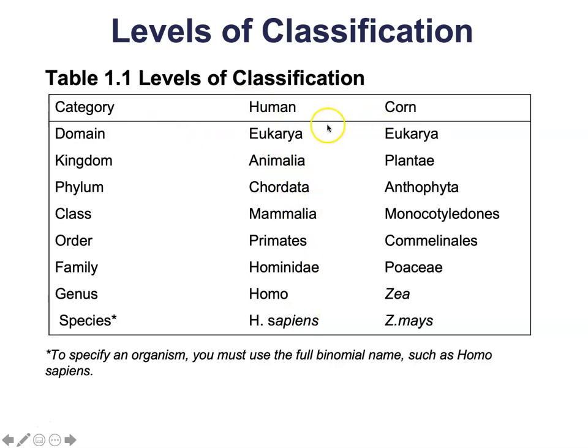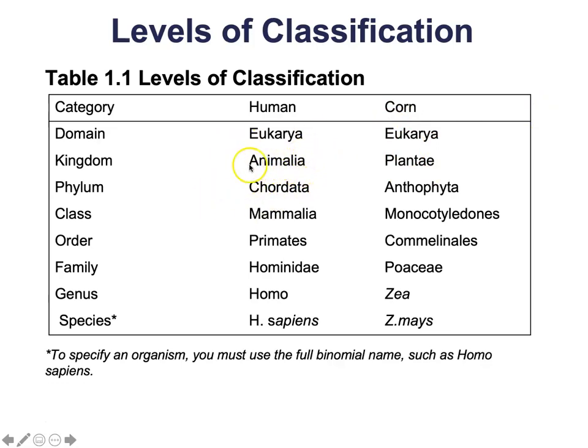Our domain is going to be the domain Eukarya. We are found in this domain because we have eukaryotic cells, meaning that our cells have membrane-bound organelles. The kingdom that we belong to is Animalia. Kingdom has to do with your digestive, your energy preferences. So if you are a plant, because you photosynthesize, you're going to be found in the kingdom Plantae. If you ingest your food, you're going to be found in the kingdom Animalia.